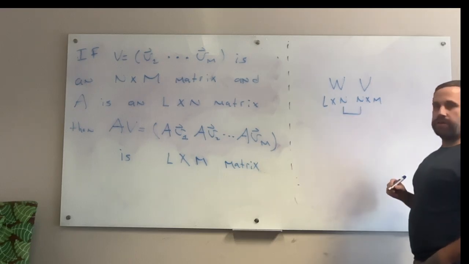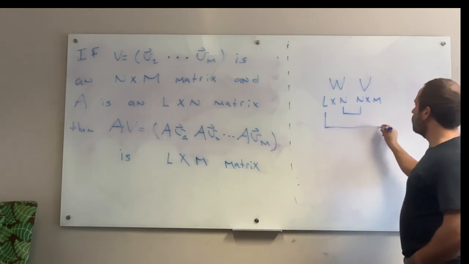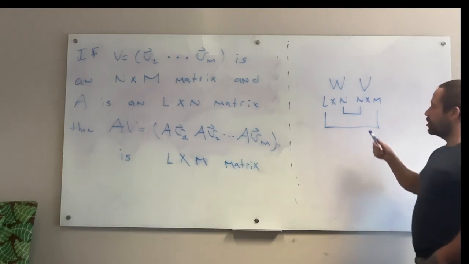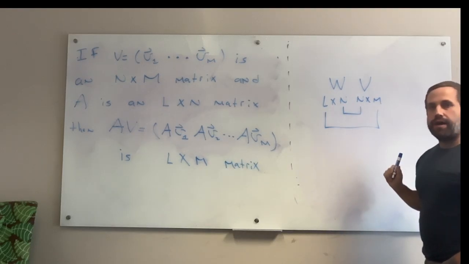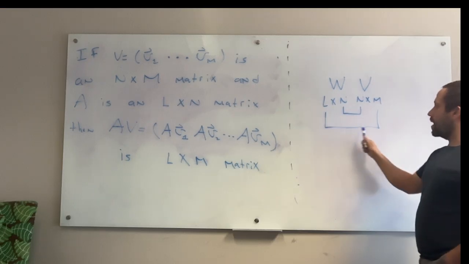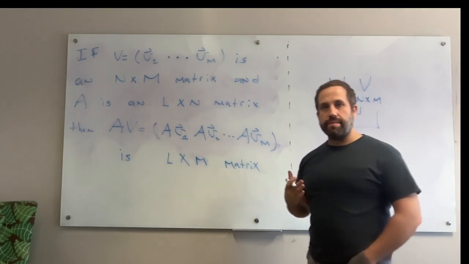For matrix multiplication to be defined, these inner dimensions must be equal to each other. And then the product is always going to be given by the outer dimensions, so L by M. So whenever we have something like this, we can quickly read off whether or not the multiplication is defined, and what the dimensions of the output are. This is something that's helpful.